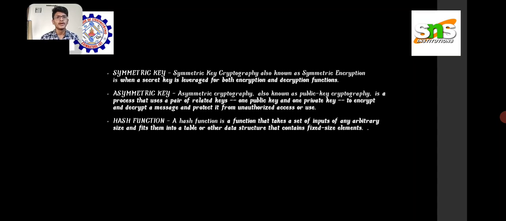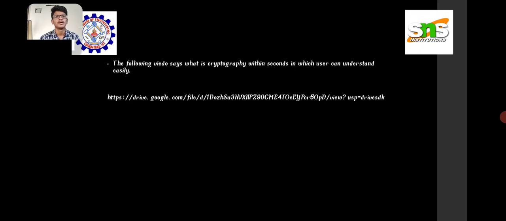Here, what they say is the sender could have a public key and the receiver could have a private key to decrypt the data. Hash function. A hash function is a function that takes a set of inputs of any arbitrary size and fits them into a table or other data structure that contains fixed size elements. The following video explains what is cryptography within seconds, in which you can understand easily.